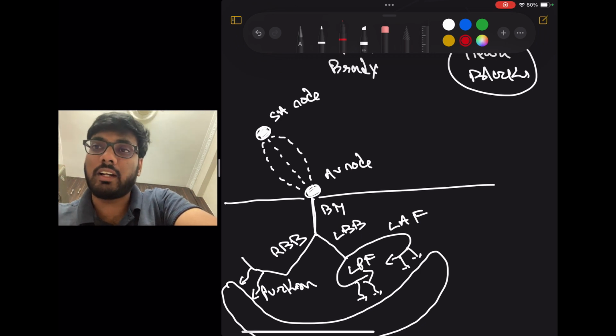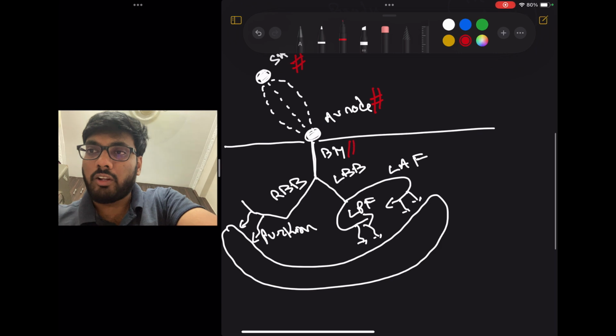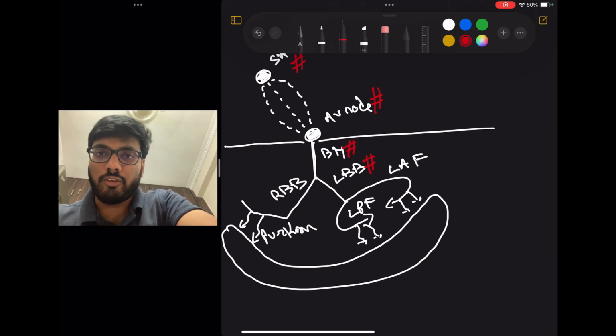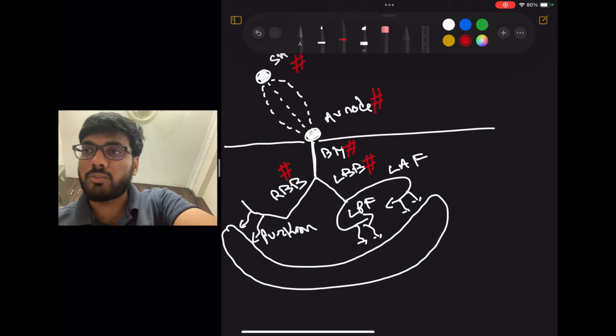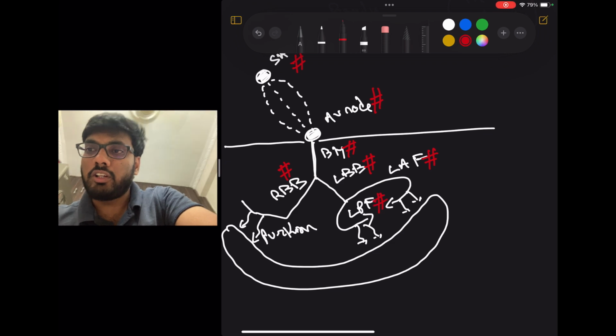That means it can occur at the level of the SA node, which is known as SA nodal block. It can occur at the level of the AV node, which is called AV nodal block. At the level of the bundle of His, known as bundle of His block. At the level of the left bundle branch, left bundle branch block. This is known as right bundle branch block. Here we have fascicular block, that is left anterior fascicular block and left posterior fascicular block.